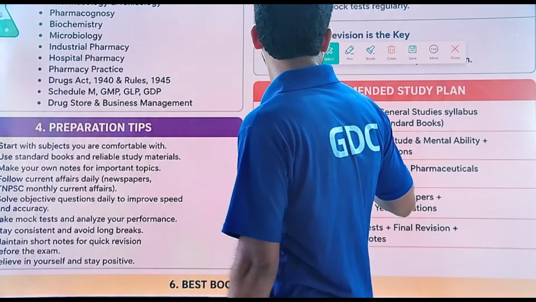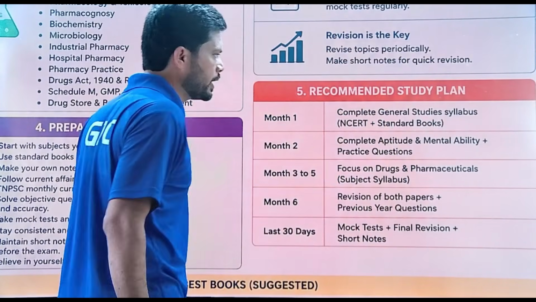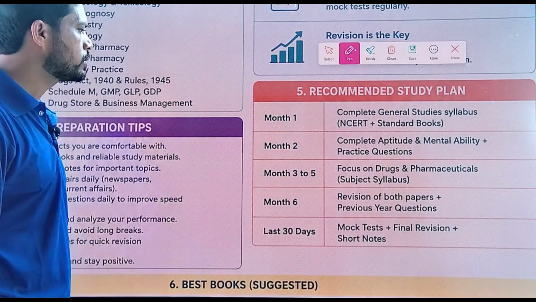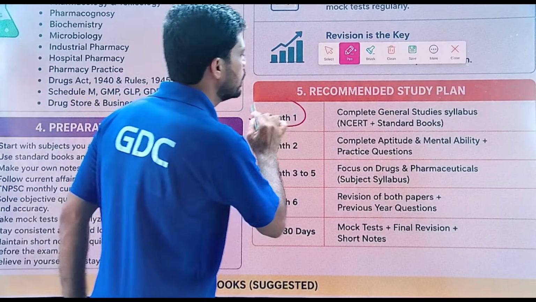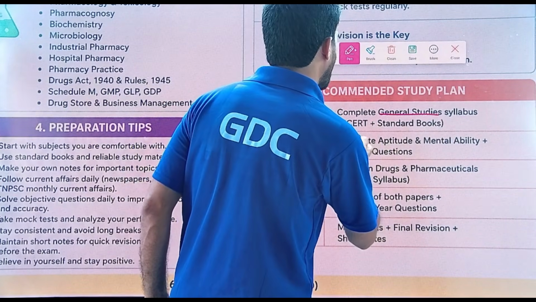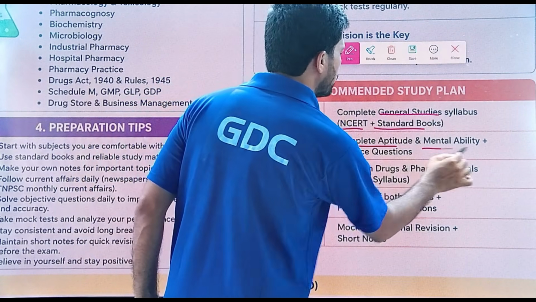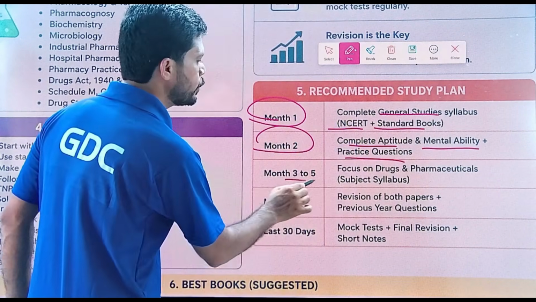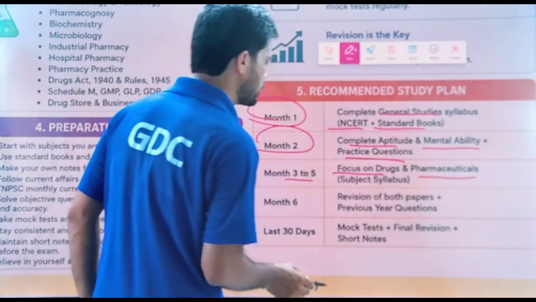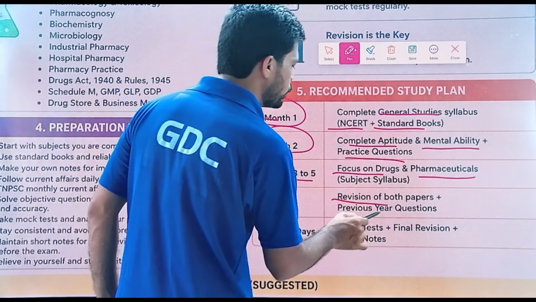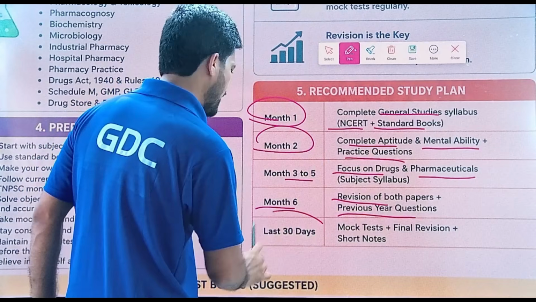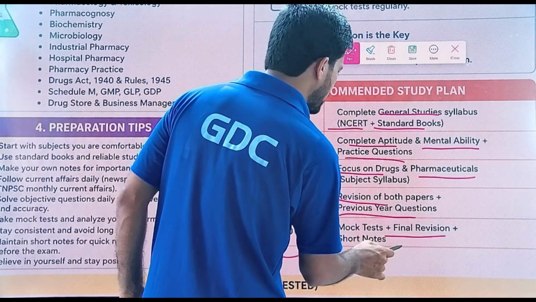Next, recommended study plan. I hope there will definitely be 4 to 6 months of time. So month one, complete the general studies syllabus, NCERT plus standard books. Month two, complete aptitude and mental ability plus practice questions. Months 3 to 5, focus on the drugs and pharmaceutical subject syllabus. Month six, revision of both papers and previous year questions. And the last 30 days, mock tests plus final revision plus short notes.